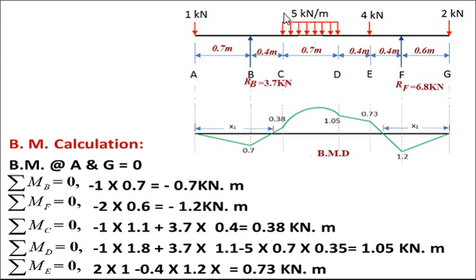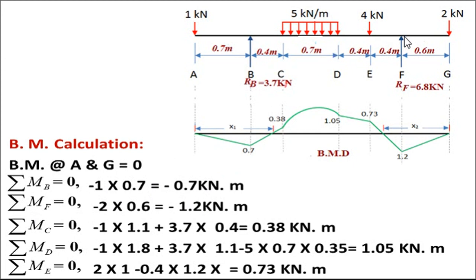Bending moment calculations. So at the extreme end supports A and G, the bending moment is 0. So find out the in-between stations' bending moment, or the critical points. So first of all, bending moment at B station. Summation of M at B is equal to 0. So minus 1, anti-clockwise moment, that's why it is minus. So minus 1 into 0.7, the value is minus 0.7 kilonewton meter.